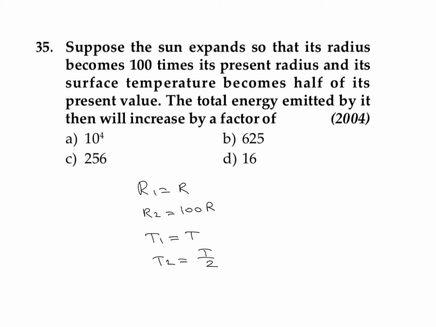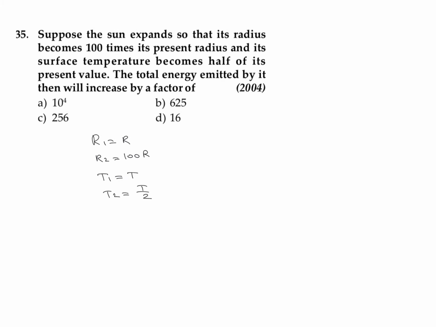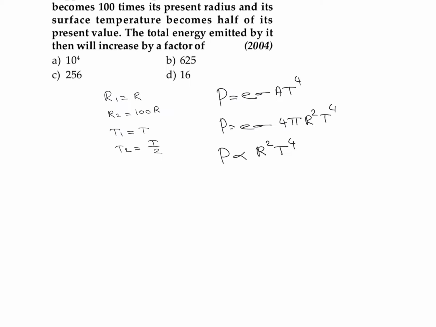The total energy emitted by it will then increase by a factor. So our aim is to find out the value of the energy emitted by this object. If you use the equation for the amount of energy radiated per second, E = e sigma A T to the power 4, where A represents the surface area of a sphere, we can take it as 4 pi r squared, times the temperature of the object raised to 4. So the power radiated is directly proportional to r squared and the temperature of the object raised to 4.